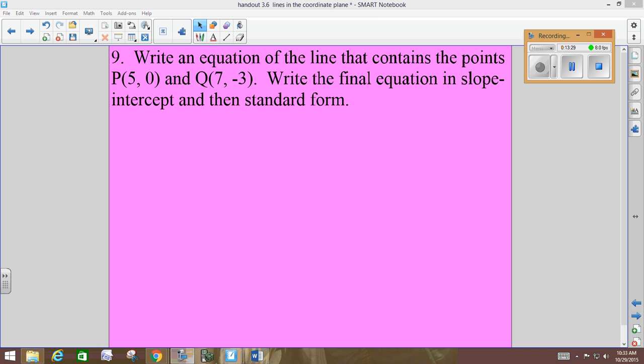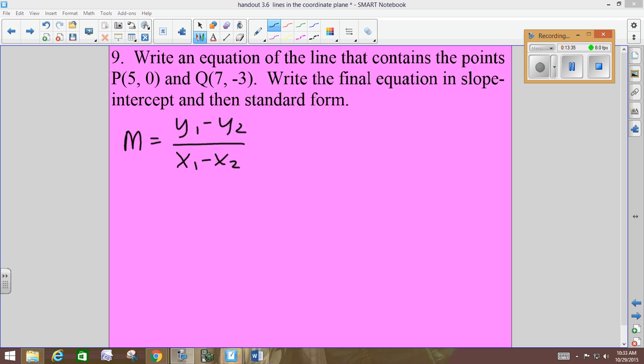All right, on this one, we have to find the slope. So we're going to want to use this. Hopefully you wrote down your slope formula somewhere on that sheet so you can refer to it when you're doing your homework and stuff. That would give me 5 minus, nope, y's, Carol. 0 minus -3 all over 5 minus 7. So that would be a +3 over -2.